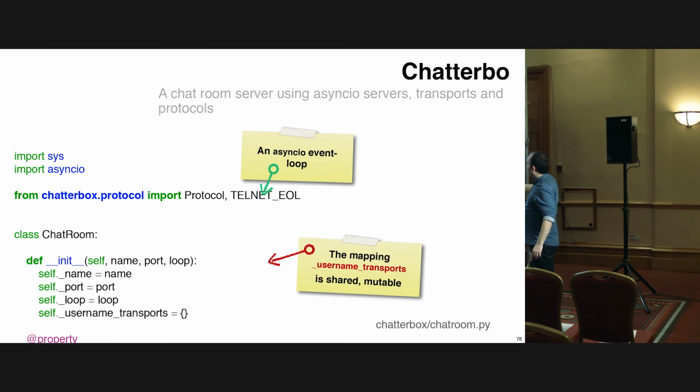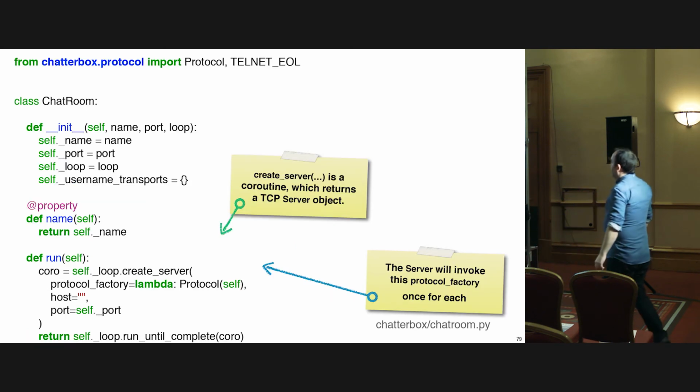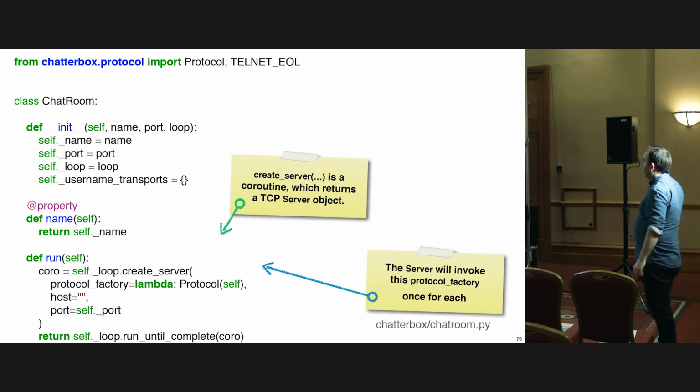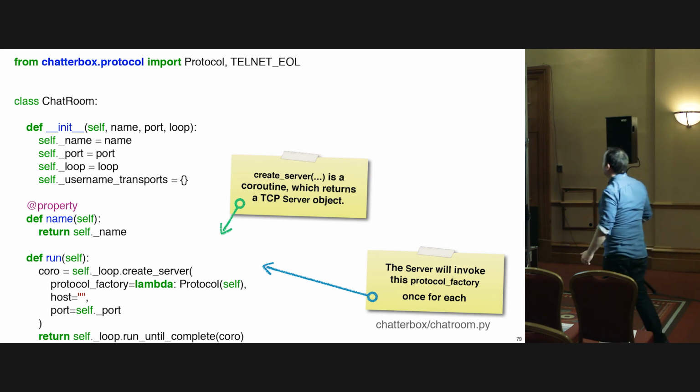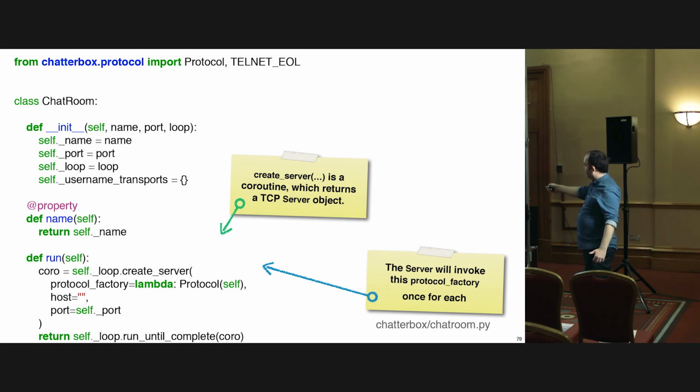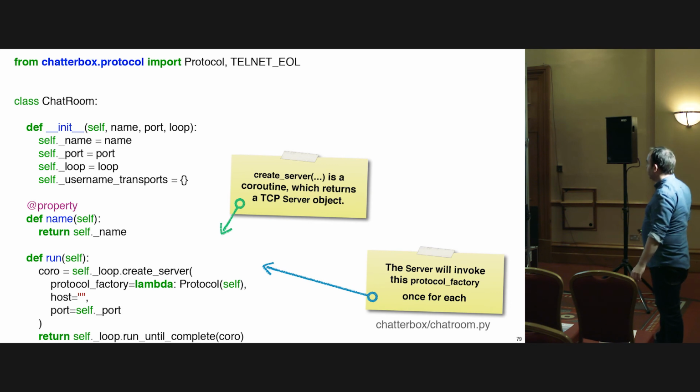So I have a dictionary here that is going to map the usernames of people in this chat room to a transport object, which is an Async IO thing, which enables me to read and write data from that connection. In here, on the event loop I call create server, that returns a TCP server object. And that server will call this protocol factory for every new connection. So when someone connects to the chat room, it will call this thing and create a new protocol. And the protocol will have a reference back to the chat room. I'll show you the protocol in a minute.